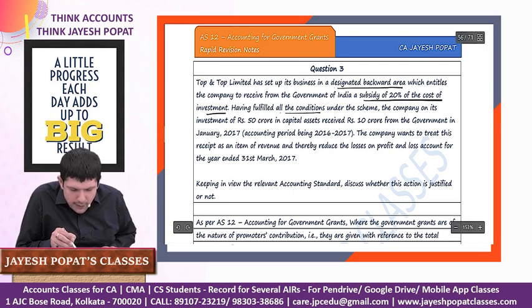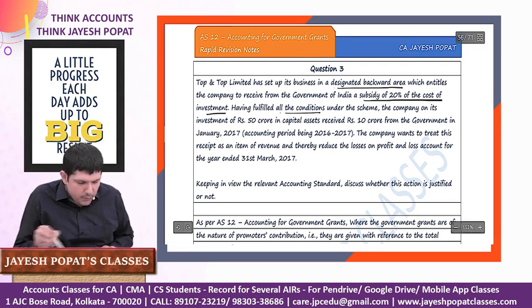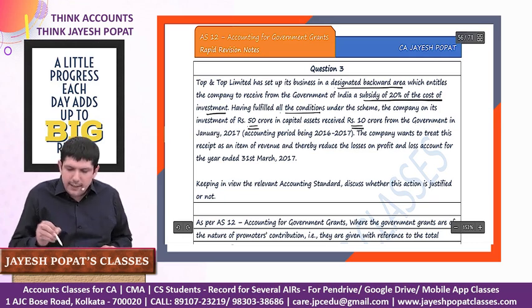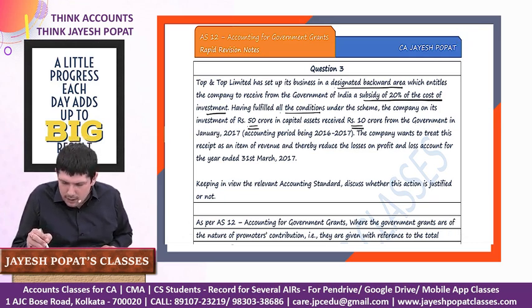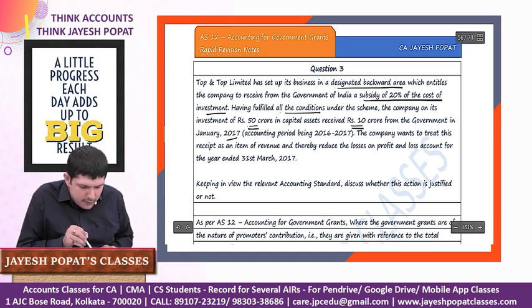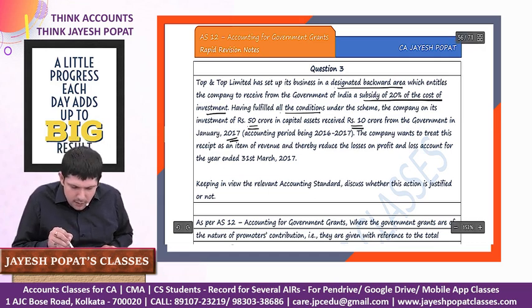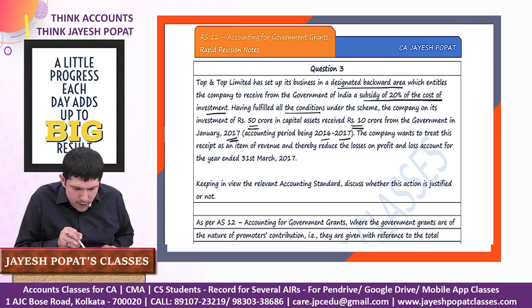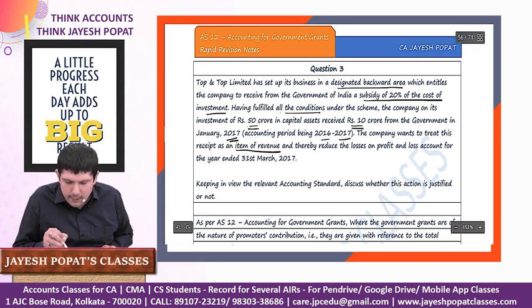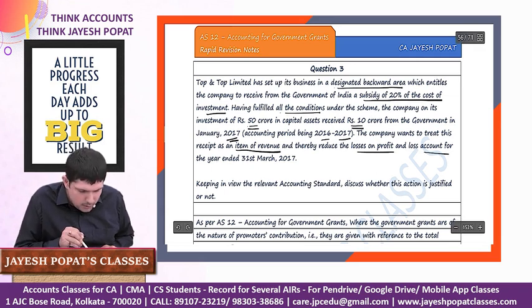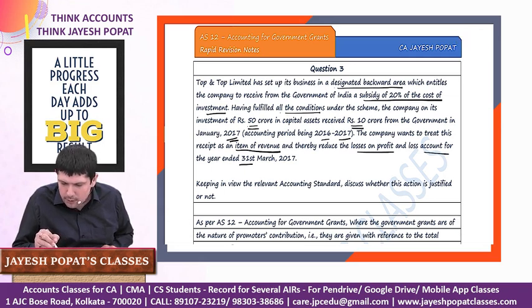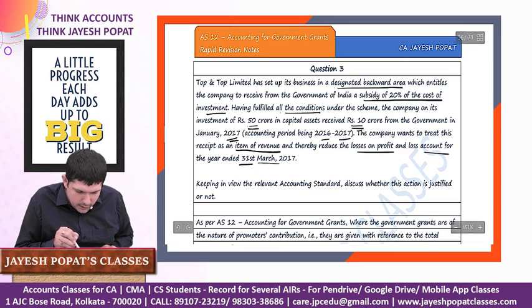Having fulfilled all the conditions under the scheme, the company, on its investment of 50 crore in capital assets, received 20%, meaning 10 crore, from the government in January 17, which is accounting year 16-17. The company wants to treat the receipt as an item of revenue and thereby reduce the loss on the profit and loss account for the year ended 31st March 17.